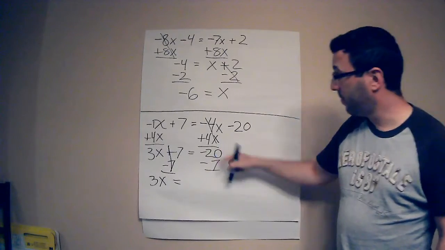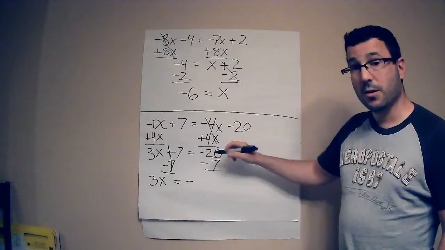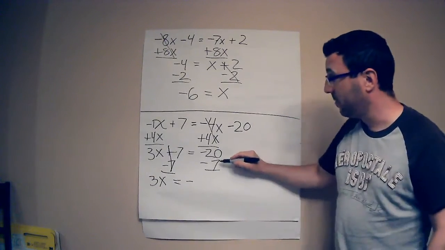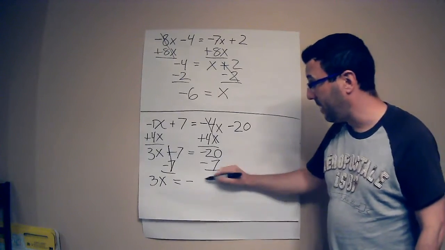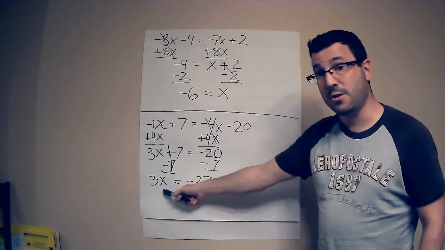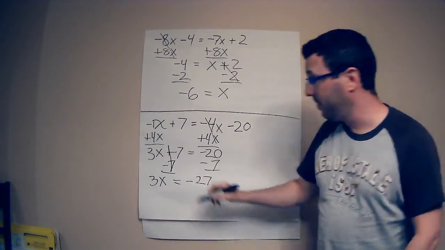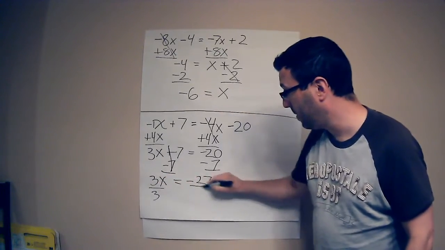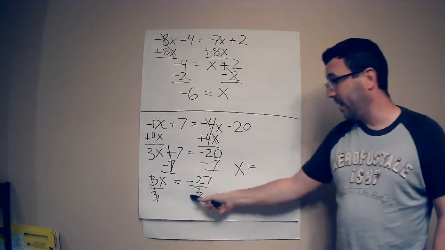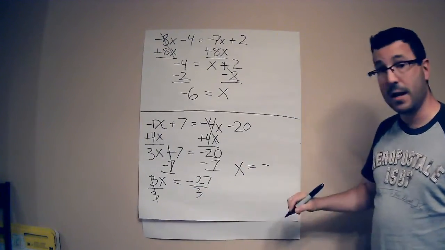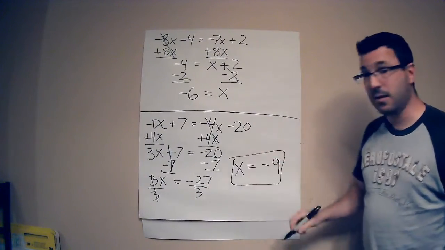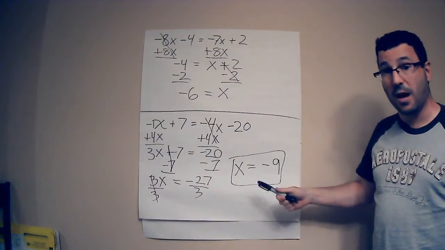Both are negative, so I'm going to keep that negative because I have a negative 20 and I'm going more negative. I'm taking away, I'm getting more negative. So 20 and then another 7 is 27. Now I got to take care of this multiplication. Opposite of multiplication is division. Divide by 3. Divide by 3. Negative divided by a positive, again, that's going to be a negative. 27 divided by 3 is 9. So our answer is x equals negative 9.